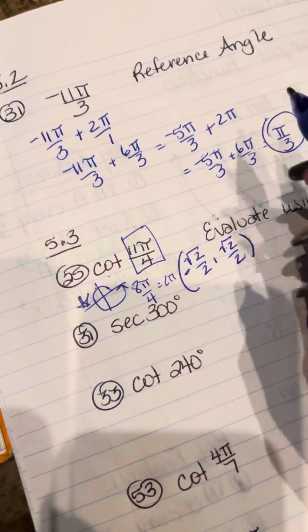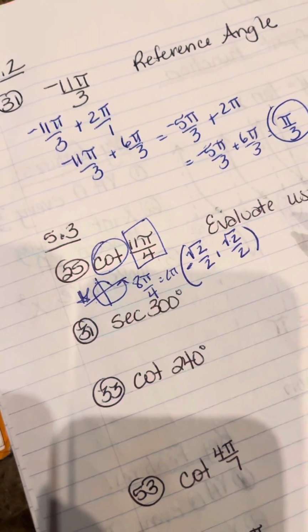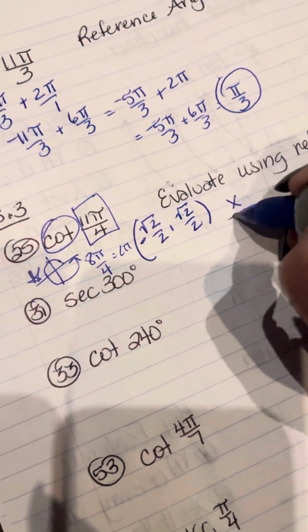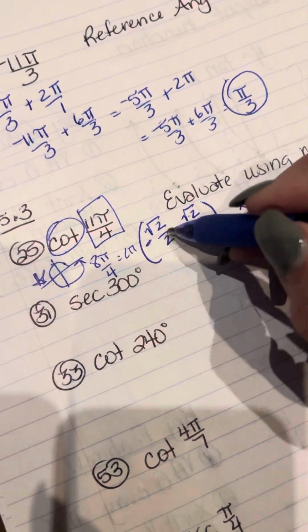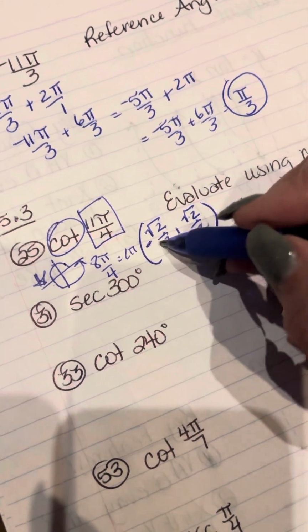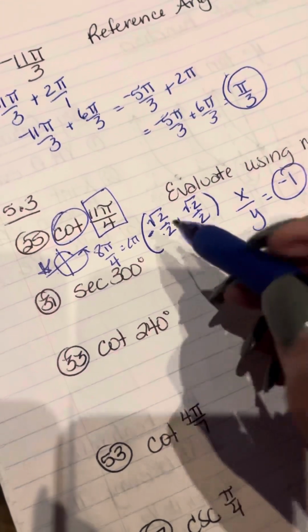So now that I have the ordered pair, now I go back and look at the trig function I have, which is cotangent. The formula for cotangent is the x value divided by the y value. So when I take something and divide it by itself, that's pretty easy. When one is positive and one is negative, it ends up being -1.